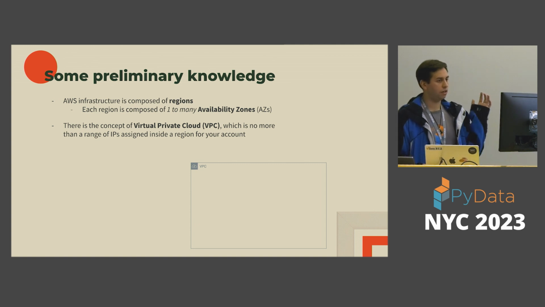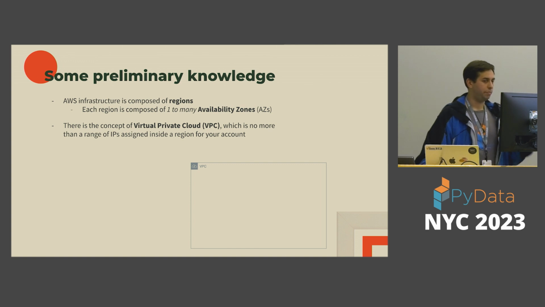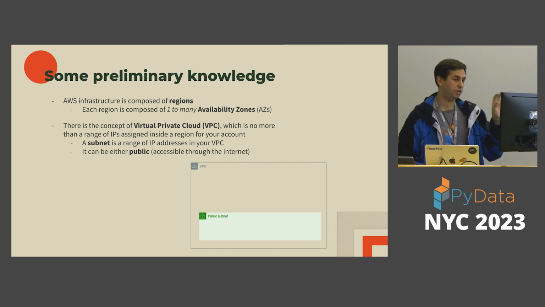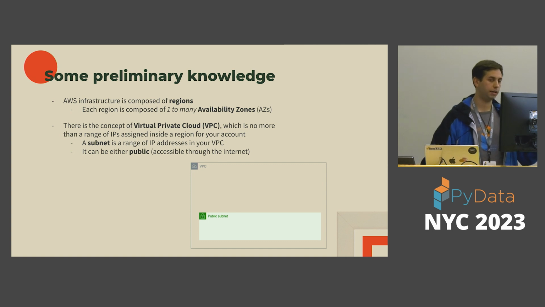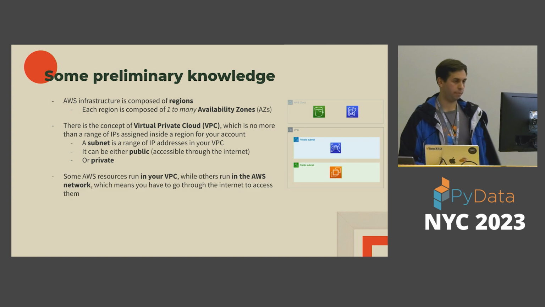Then there's the concept of a virtual private cloud, which is a VPC, which is no more than a range of IPs that is assigned to your account in one specific region. And then you have a subnet, which is a range of IP addresses inside your VPC that can either be public, which are accessible through the internet, or private, which are not.